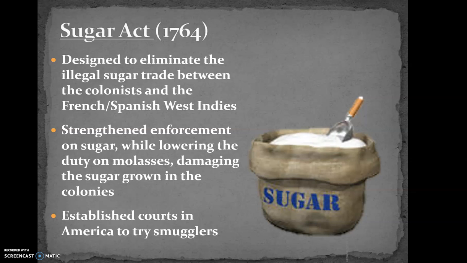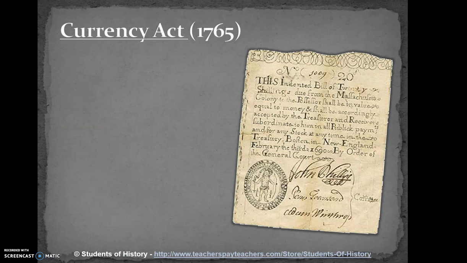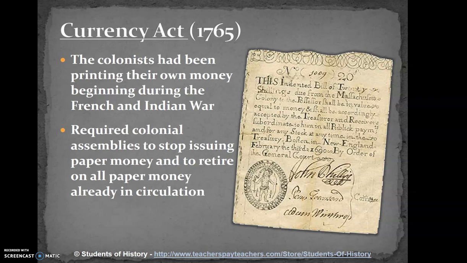And in addition to that, not only did they further police it and deepen their regulations and strengthen those regulations, but they also created a court system that would try smugglers who were caught sneaking in sugar illegally as a means to avoid paying the taxes. So that's the first one. The next act is going to be the Currency Act of 1765.